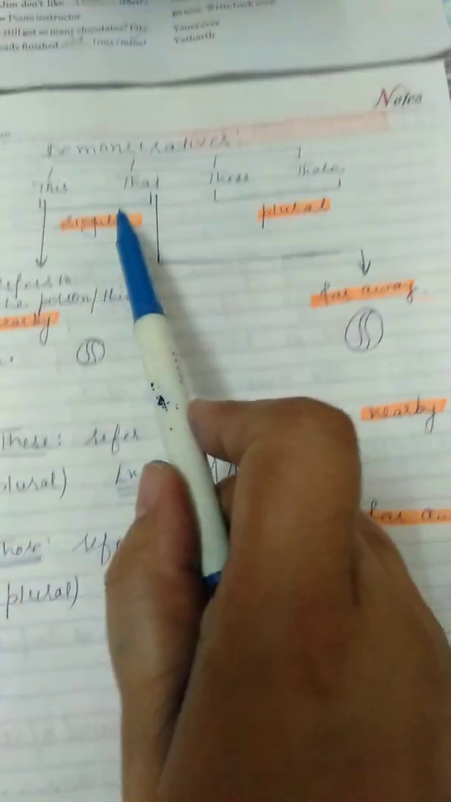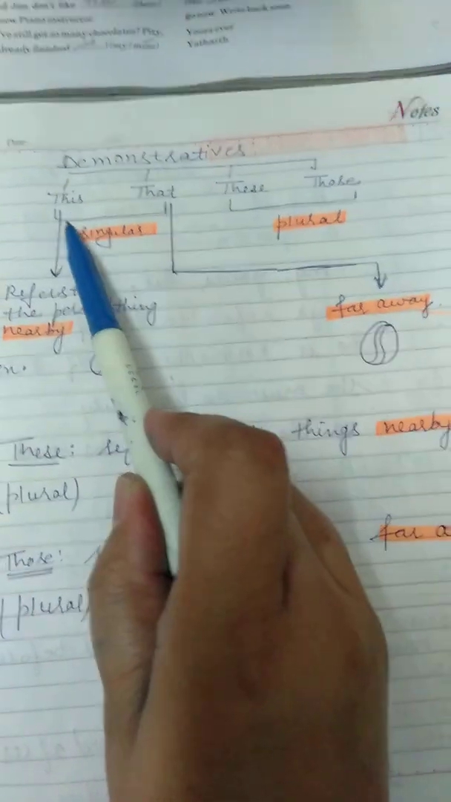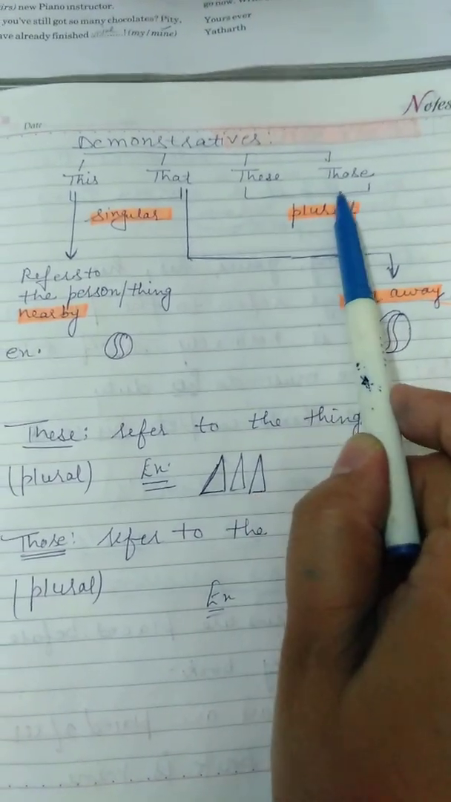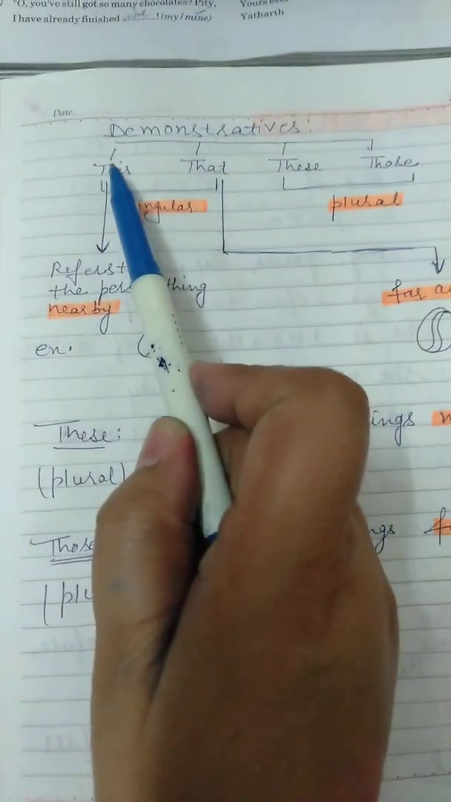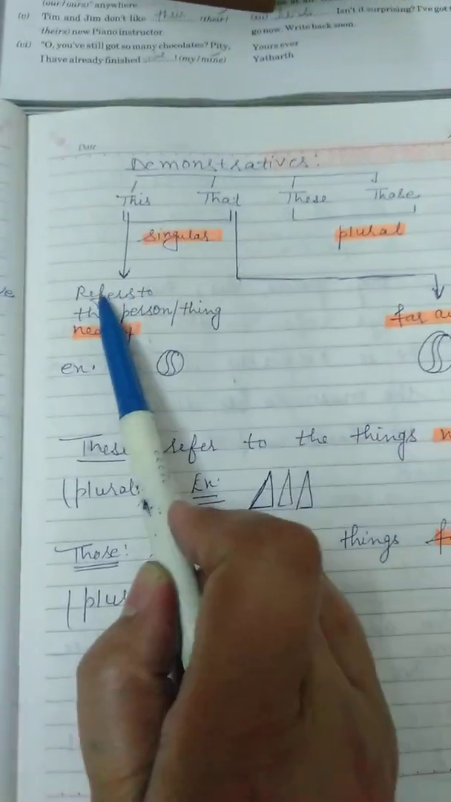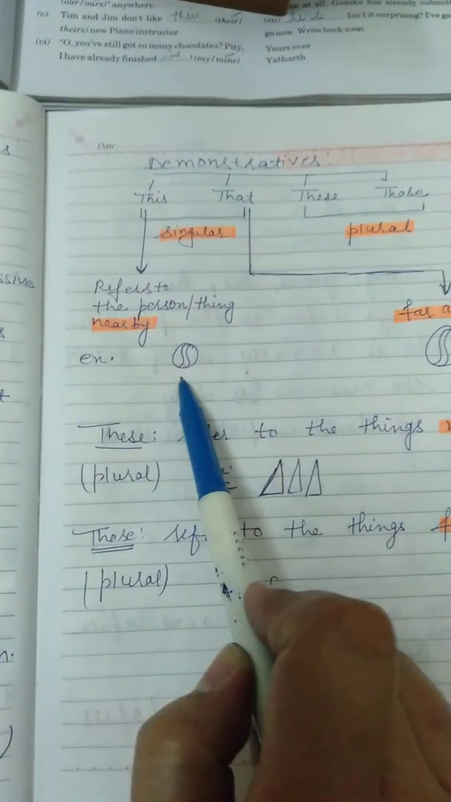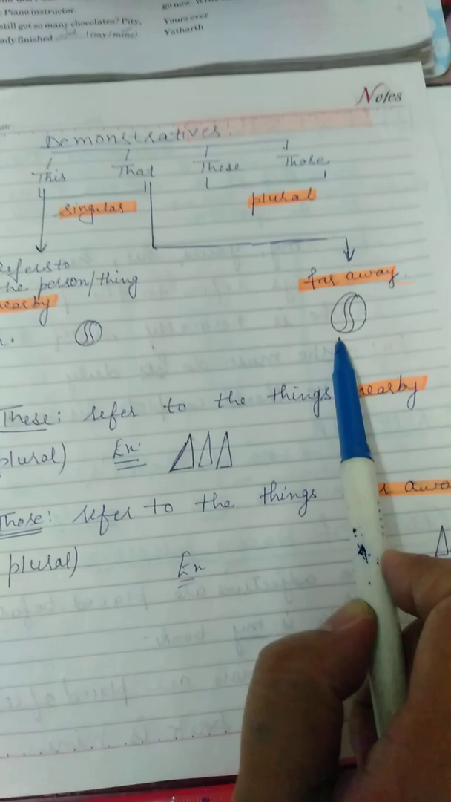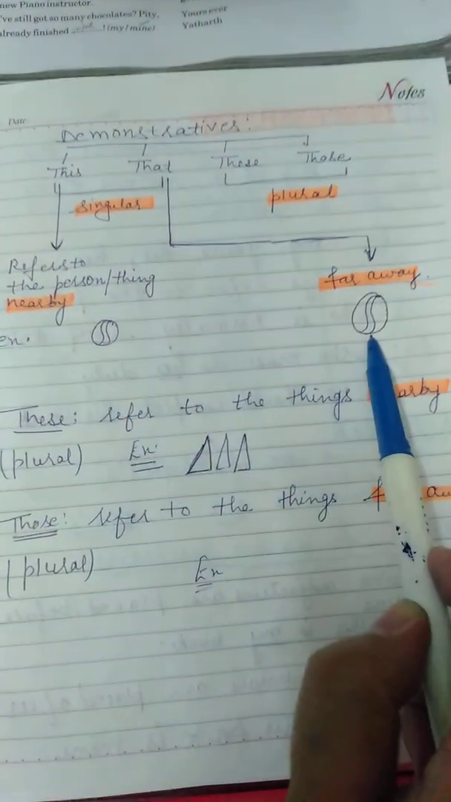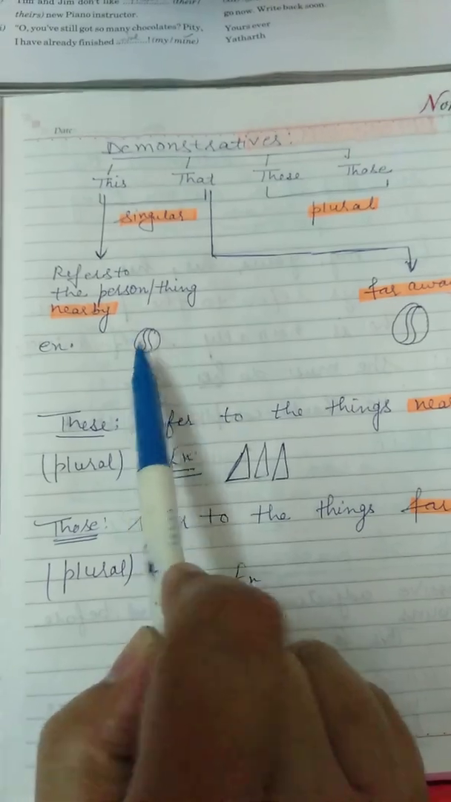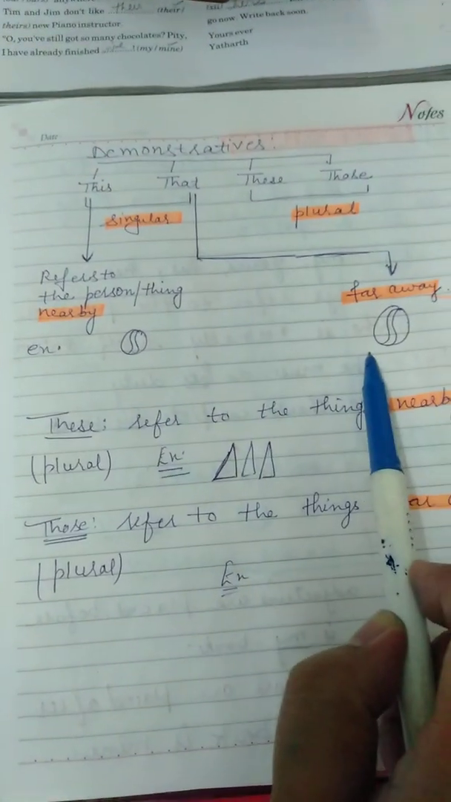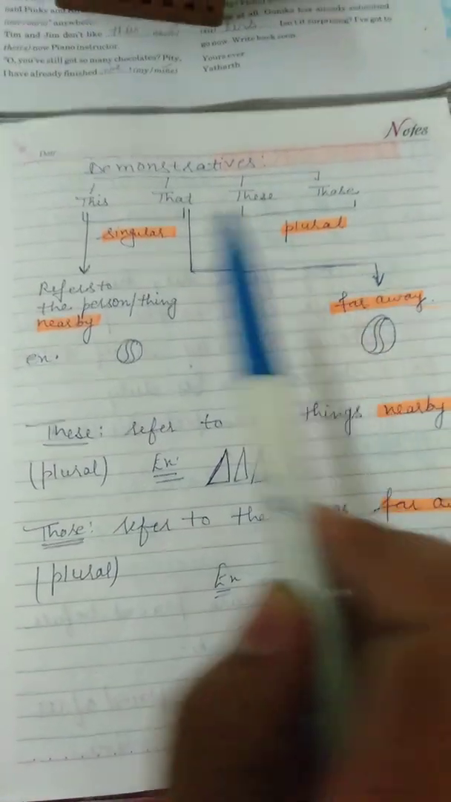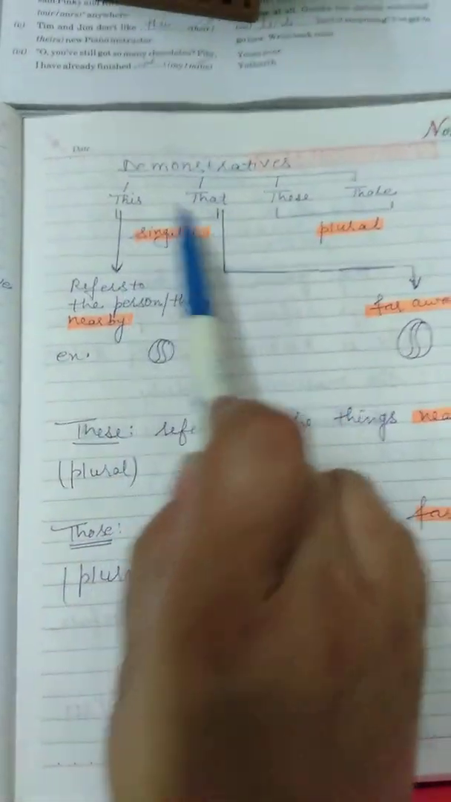So now see the demonstratives. This, that, these, those. This and that both are used with the singulars. These and those both are used with plural. So here is the question, where will we use this or where will we use that? This refers to the person or thing nearby. Nearby means nazdeek. See here, ball. This is a ball. So here again it's a ball. The difference, it is near to the speaker and this is far away from the speaker. The things which are near to the speaker, they are this, and far means that, but singular, that's why we will say that. This and that, they are used for the singulars.